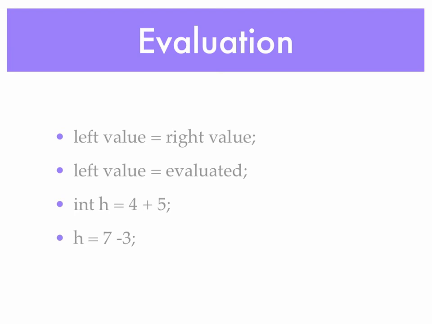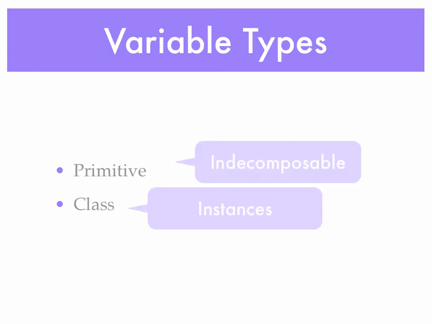If we were to declare a variable h of type int and give it a value of 4.5, the value 4 would be placed into the space h. If we were to then write that h, the integer h, was now to be given a new value, 7 minus 3, the value 4 would be put into the space h.